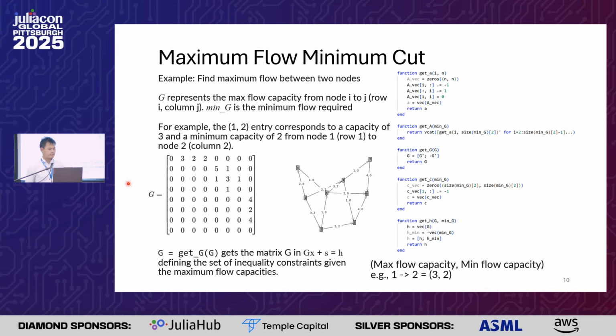Let's take a look at some applications of how we use ConicSolve. One is maximum flow minimum cut, which can be formulated as an LP problem. And we've got this graph here that illustrates what we're trying to optimize. These numbers show the maximum flow and minimum flow that are constraints on this graph between the nodes. And we can encode this in a matrix G. So the rows and columns give the weighted edges in this graph. On the right here, we can see the code that is required to define this optimization problem.